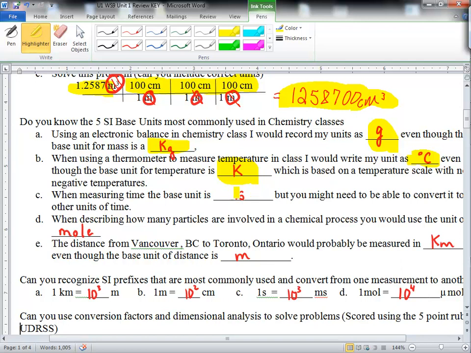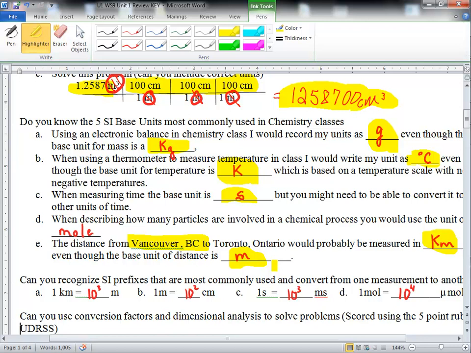When measuring time, the base unit is seconds, but you might need to be able to convert that to things like minutes, hours, days, years, things like that. Well, of course, one of my favorite places to travel is Vancouver, British Columbia, or other places to the north. And when I get there, I have to kind of convert my speed limit to kilometers per hour. We usually use kilometers to measure long distances, but the base unit of length is the meter.